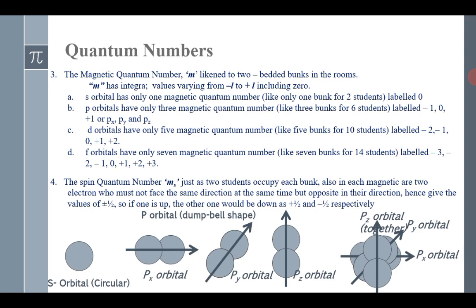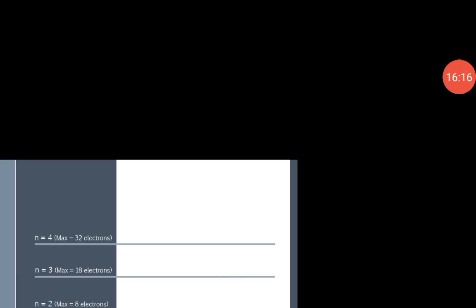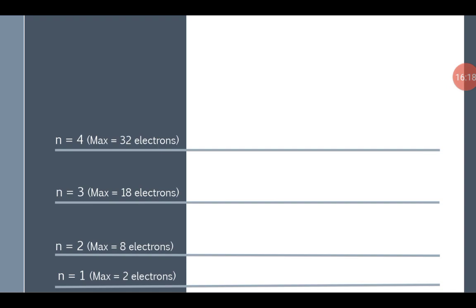And so in summary, the four quantum numbers can be explained as n. You can see the diagram. N is equal to 1 when you have a maximum of 2 electrons. N when it's equal to 2, maximum of 8 electrons. When n is equal to 3, maximum of 18 electrons, and when it is equal to 4, maximum of 32 electrons. This is the principal quantum number or energy level.